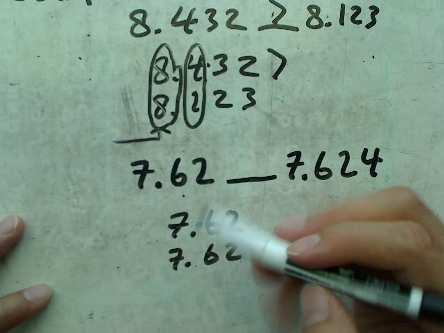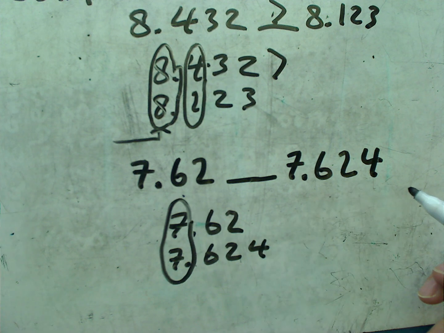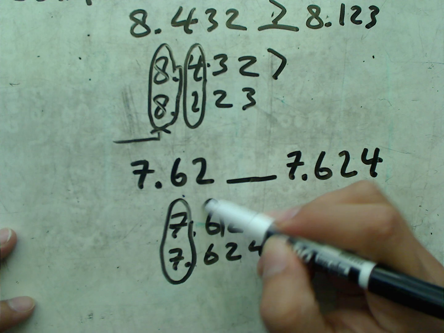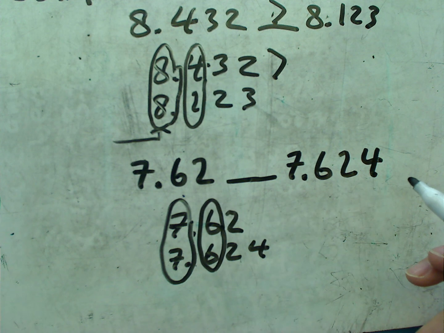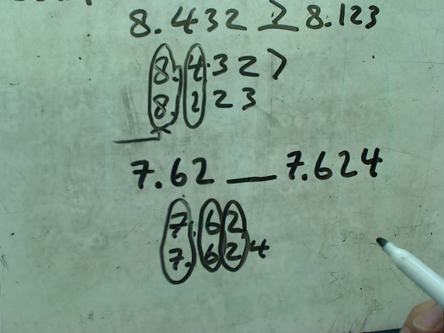I'm going to compare each place value, starting at the ones. So 7 is equal to 7. I'm going to move on to my tenths. 6 is equal to 6. I'm going to move on to my hundredths. 2 is equal to 2.